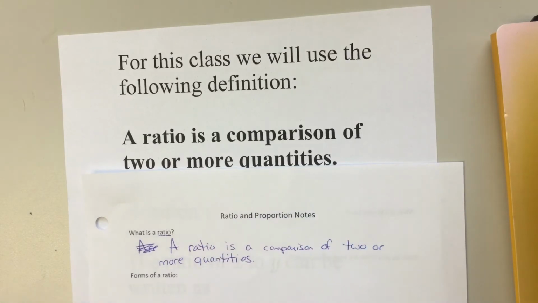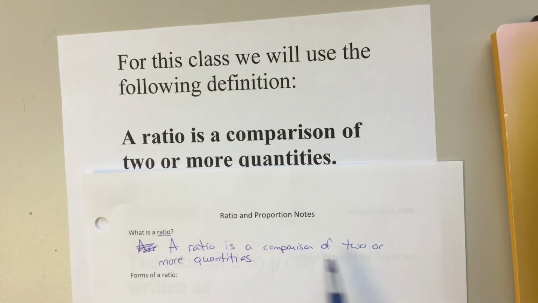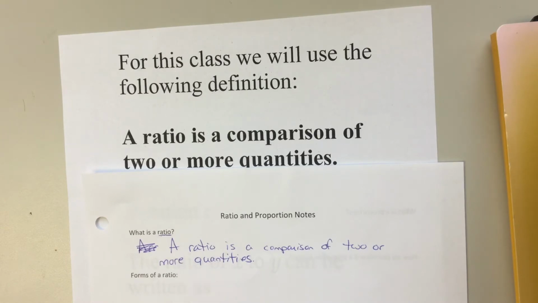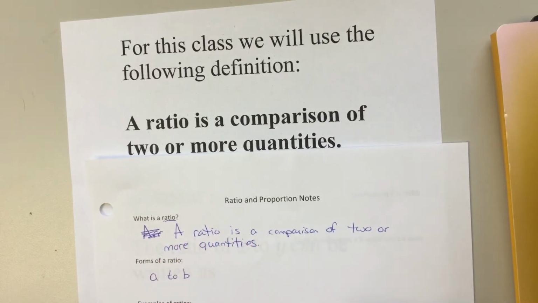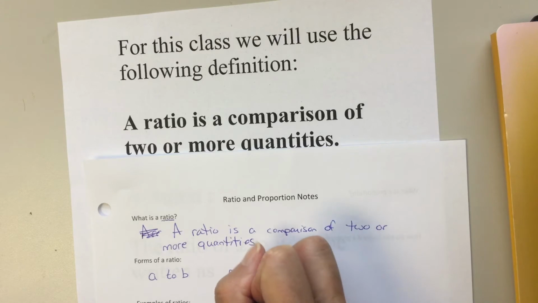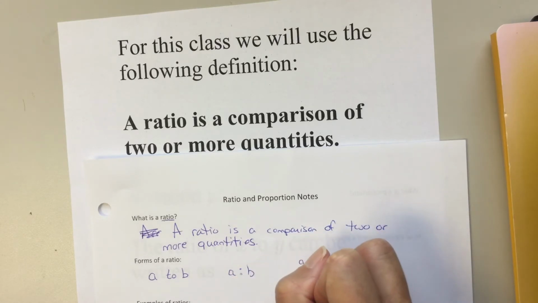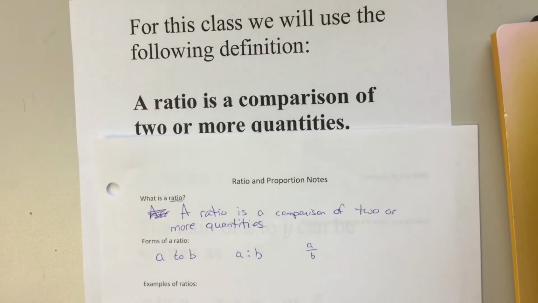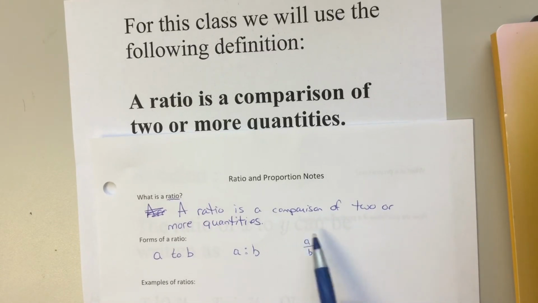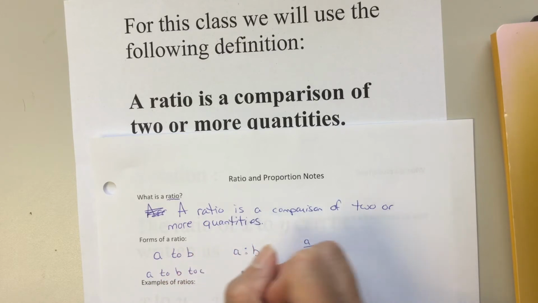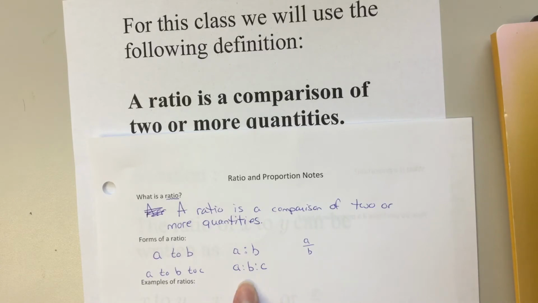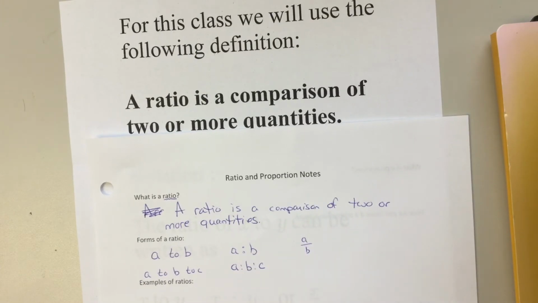So I like this definition because it gets the idea of it being a comparison, but we're allowed to do more than 2. So forms of a ratio, we can write A to B. We can write A colon B, or we can write A over B. Now if we want to compare more than 2 items, this one kind of goes out the window because we only have places for 2 things. But if we wanted to compare 3 items, we could say A to B to C, or we could go A colon B colon C. So we could put as many items as we want in there, but it does take out the fraction representation.